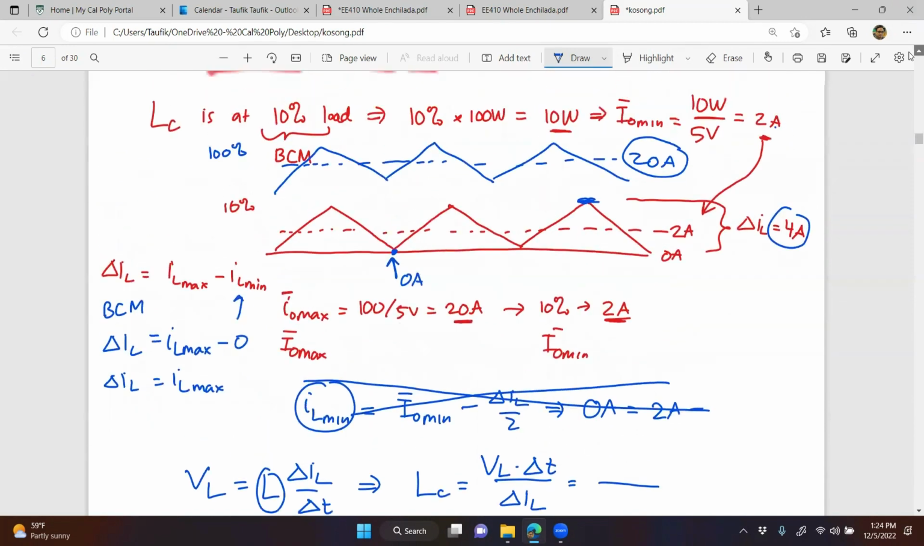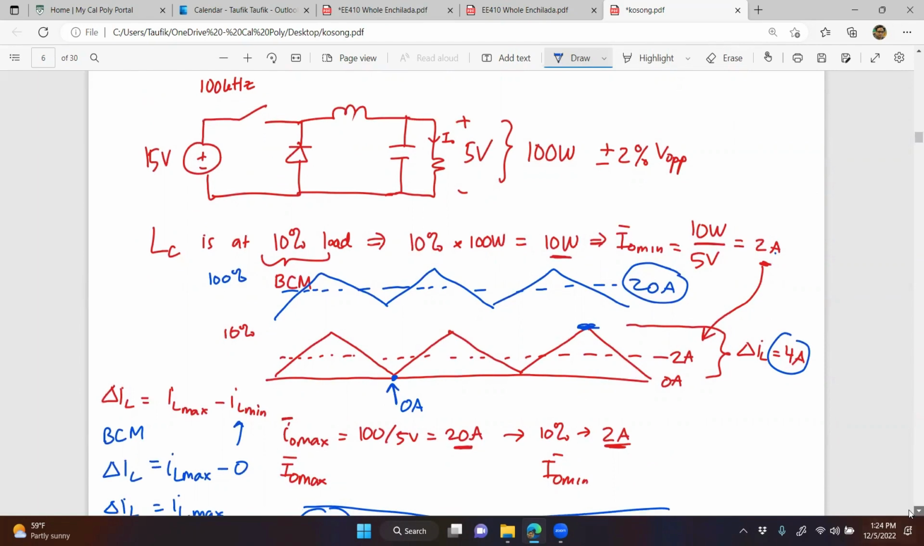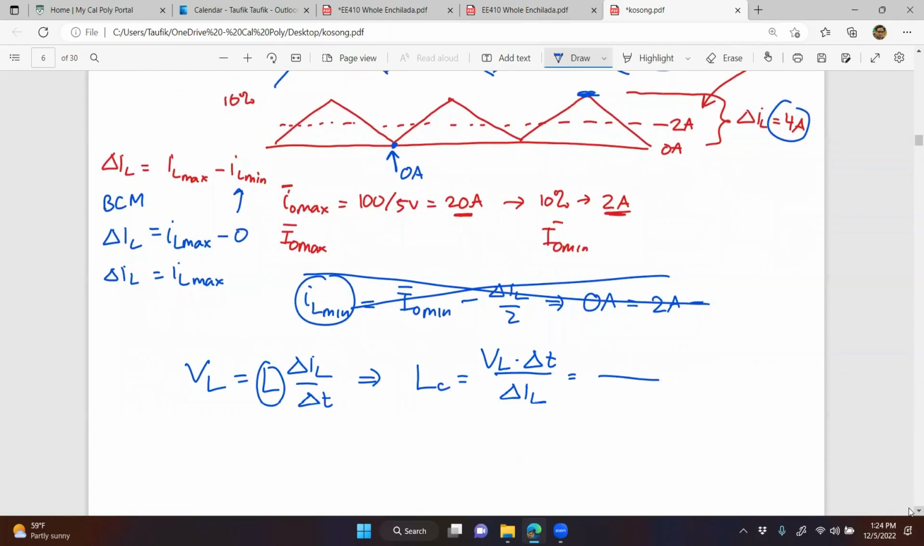V in minus V out. When it's on, it's V in minus V out. So that's 15 minus 5, so that's 20. And then delta T is just dt. Isn't it 10? Wait, is it 10? Yes, it is 10. My algebra is wrong. It's 15 minus 5. You're right.